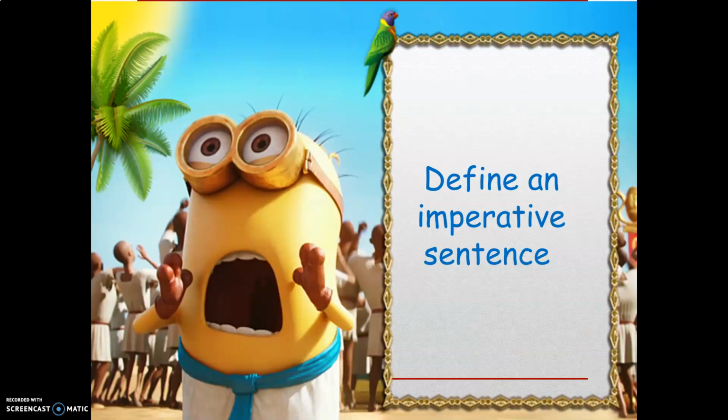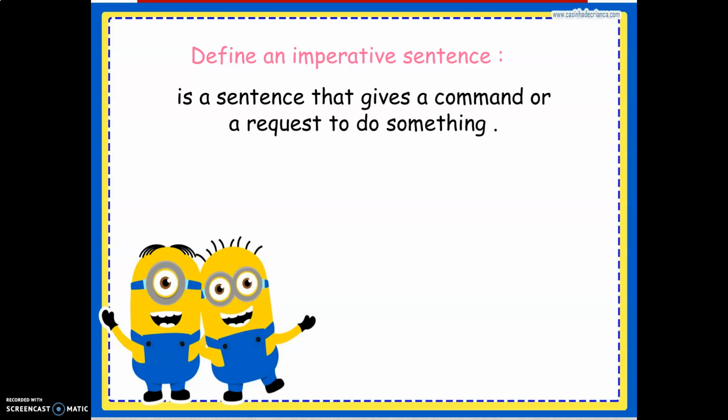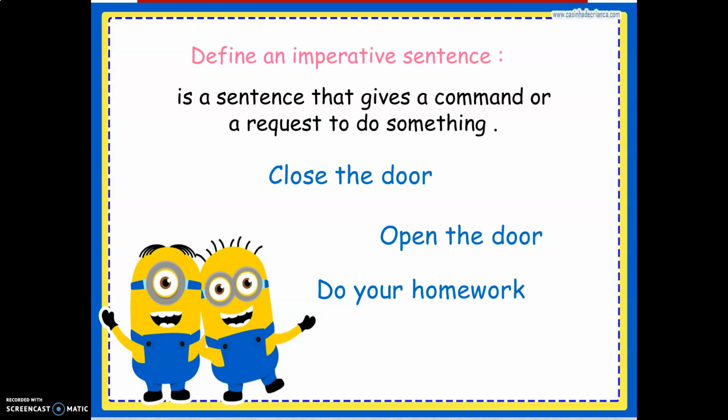Now, let's take a quick revision before starting our lesson for today. Define an imperative sentence. An imperative sentence is a sentence that gives a command or a request to do something. For example, close the door, open the door, wash your hands, brush your teeth, do your homework, help your mother.